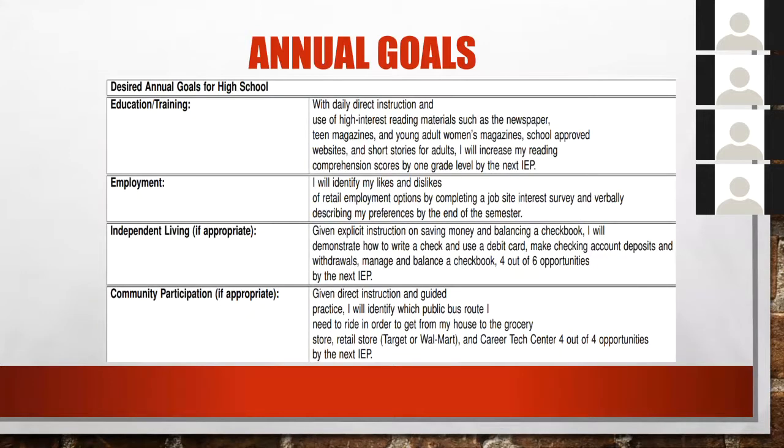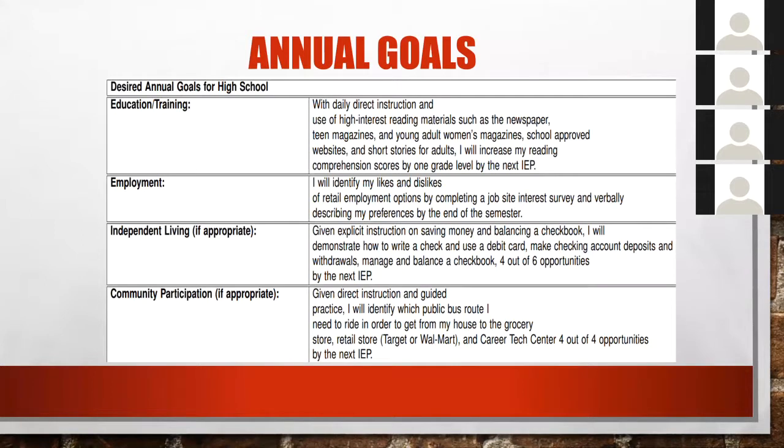Jody's annual transition goals include, for education and training, with daily direct instruction and use of high-interest reading materials such as newspaper, teen magazines, young adult women's magazines, school-approved websites, and short stories for adults, I will increase my reading comprehension scores by 1 grade level by the next IEP.